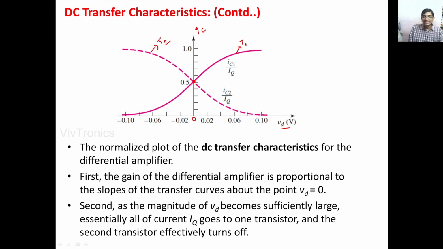In the second case, the magnitude of VD becomes sufficiently large. Essentially, all the current IQ goes through one transistor and the second transistor is effectively turned off. If the current IQ is going through transistor 1 itself, we can observe the curve changing like this. The ratio of IC1 divided by IQ will be like this. At the same time, the ratio of IC2 divided by IQ will be decreasing.